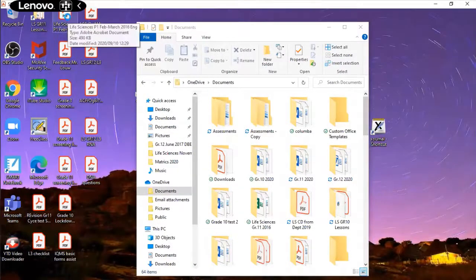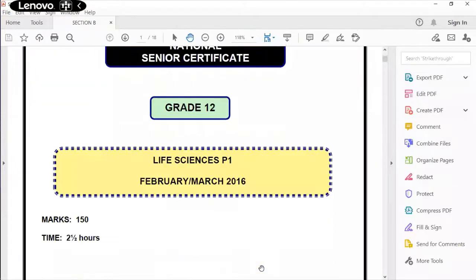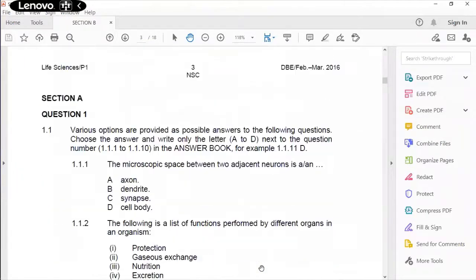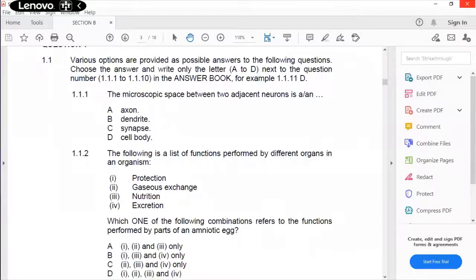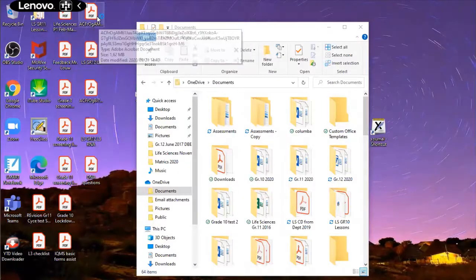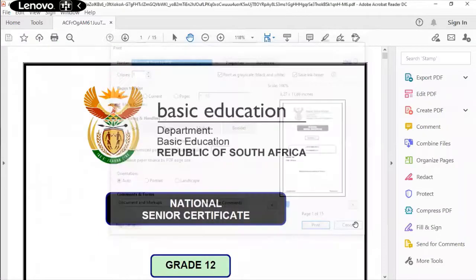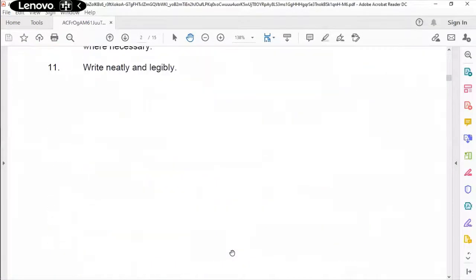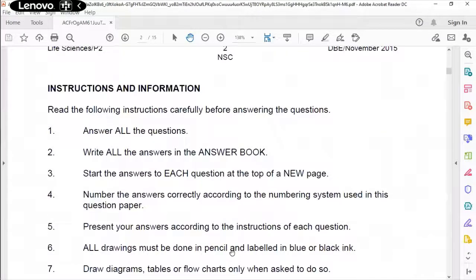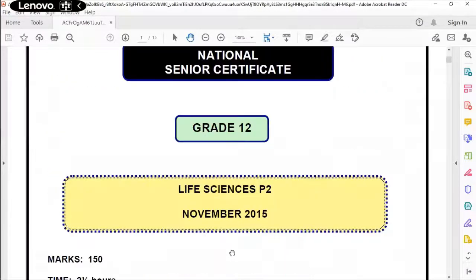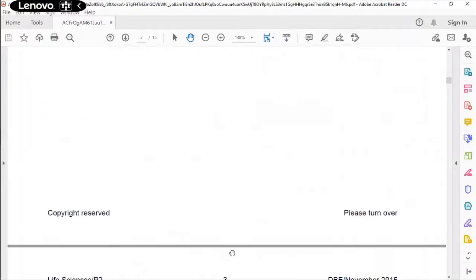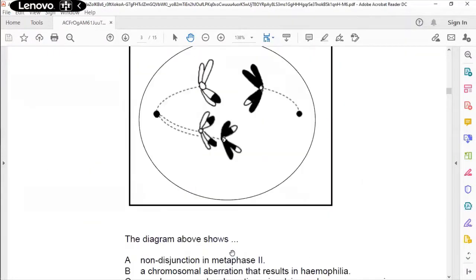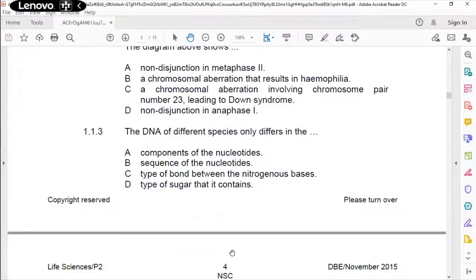Okay, so this was, is this the right paper? No. This was the paper we wanted to do. It was the 2015 November paper. You only didn't have to do all the questions, just some of the questions.